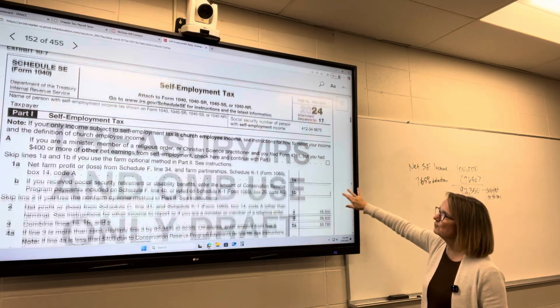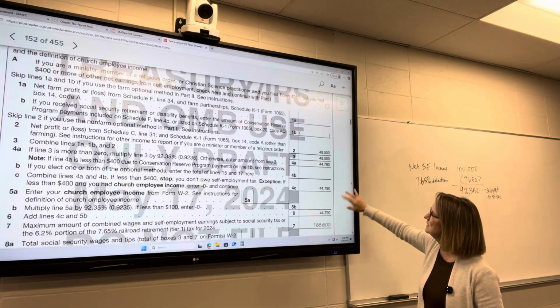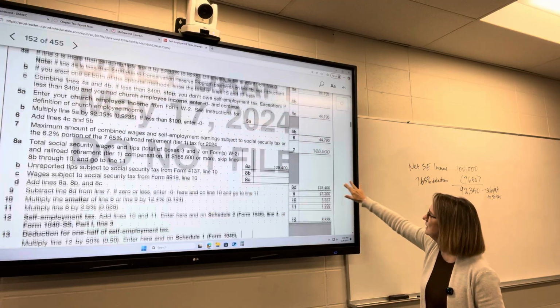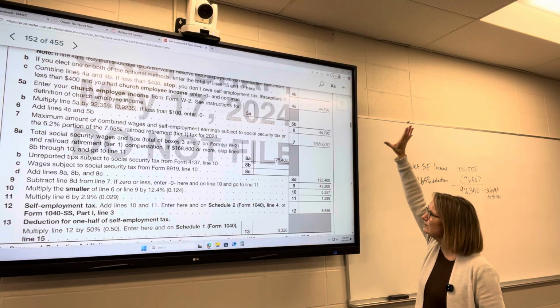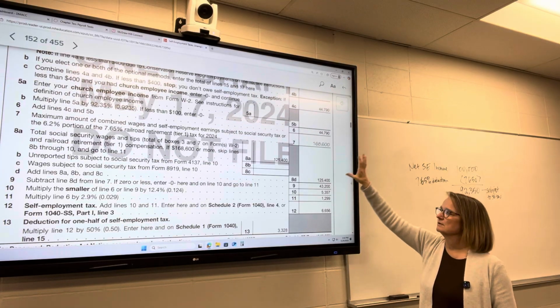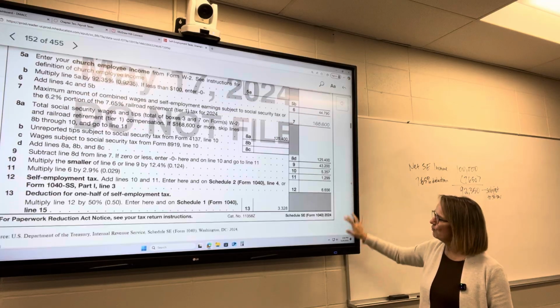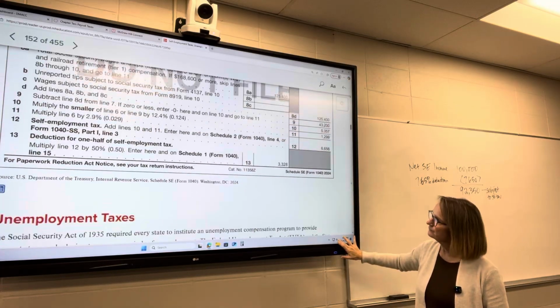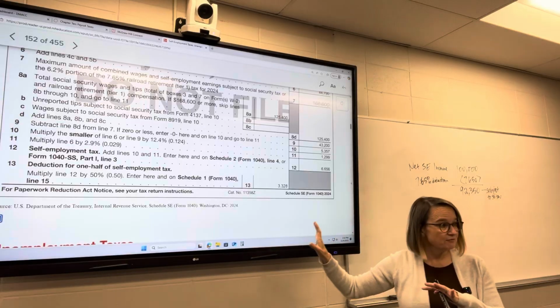We all recall this form, the Schedule SE, where all of that is calculated. That whole calculation we just did is baked into this form here as well. Questions about self-employment tax?